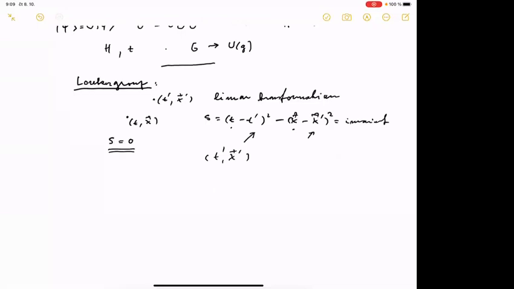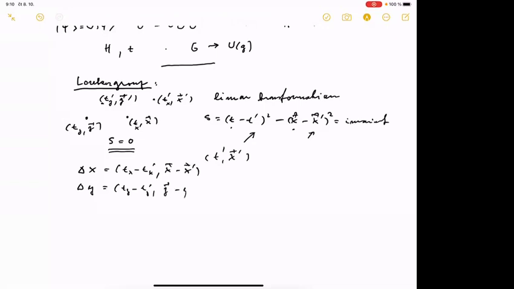In fact, this definition in terms of the interval can be rephrased as a definition in terms of invariance of the scalar product, since if you have two such events, t x, t primed x primed, and say, t y and t y primed, let us define delta x as t x minus t x primed, x minus x primed, and similarly delta y as y minus y primed.